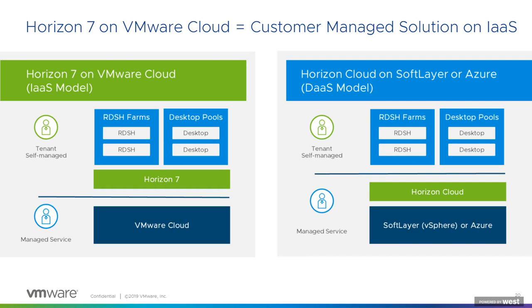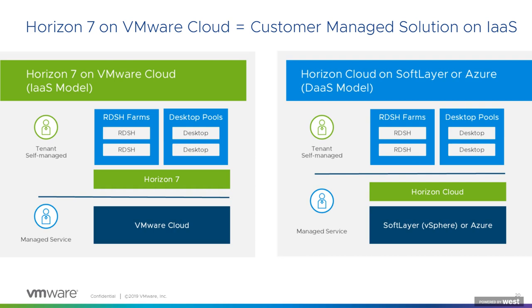And okay, so I've talked about Horizon 7 on VMware Cloud on AWS as being awesome. And I really encourage all customers to try it out. But one thing I do want to make sure you understand is it is a customer managed solution on IaaS, right? So I talked about deploying Horizon 7 infrastructure. That's still the responsibility of the customer. So I wanted to point out the difference between Horizon 7 on VMware Cloud on AWS as it exists today and our DaaS solution, which is Horizon Cloud, right? On the left side, it's really where the demarcation line is between what is being managed by the service and what is being managed by the tenant or the customer.